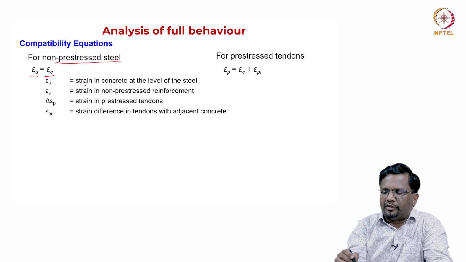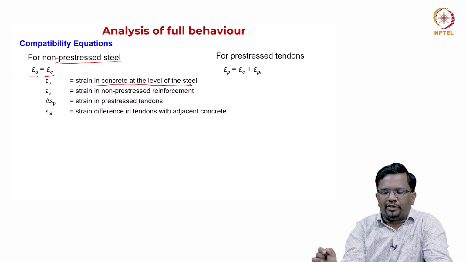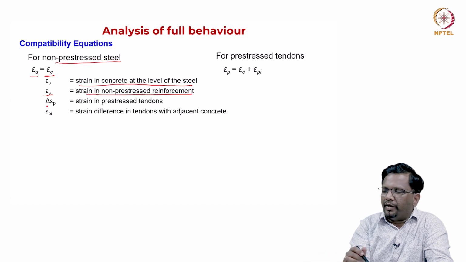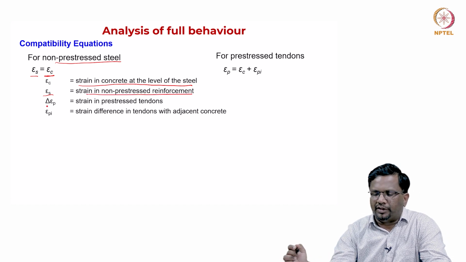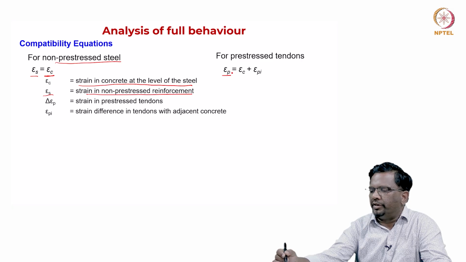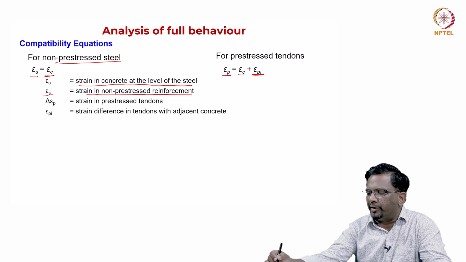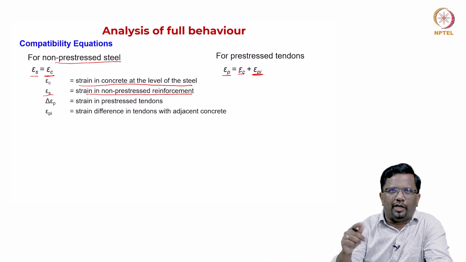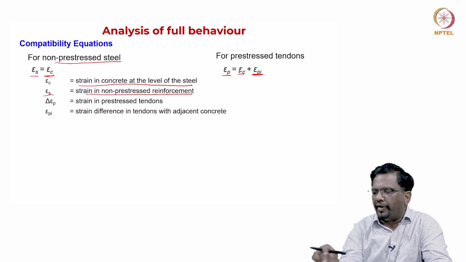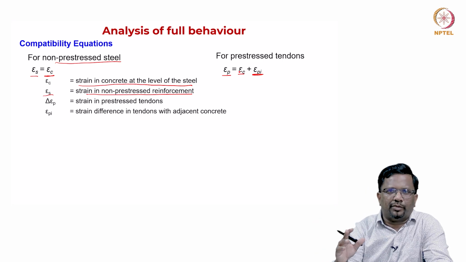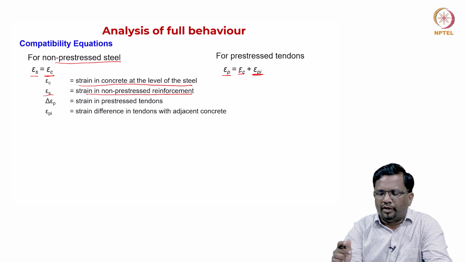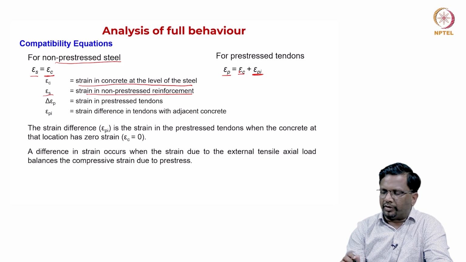So, this epsilon c is a strain in the concrete at the level of steel, epsilon s is a strain in the non-pre-stressed steel, and in pre-stressed steel we have seen that epsilon p is nothing but epsilon c plus epsilon pa. Now, I will tell you what epsilon c is. It is coming from the initial strain because of the application of a pre-stress. Now, let us see what that is.